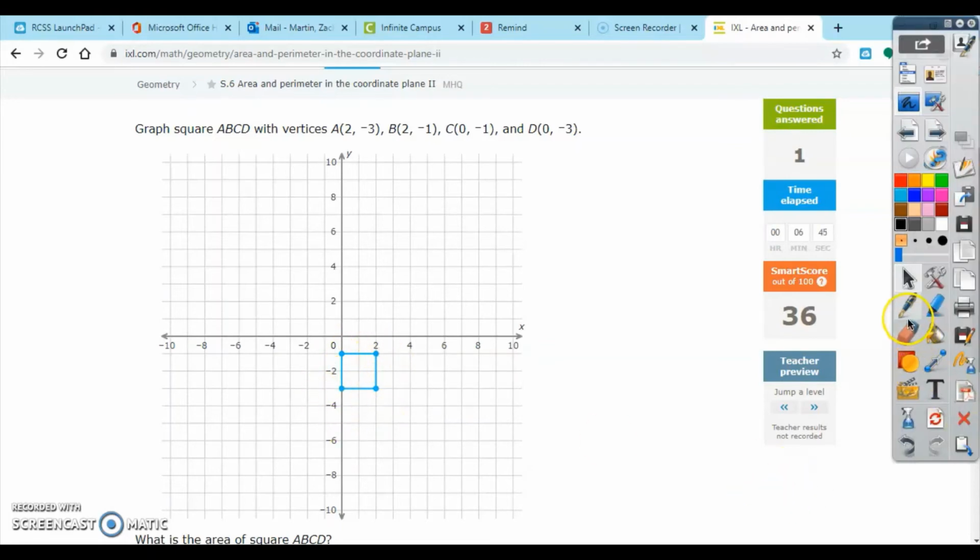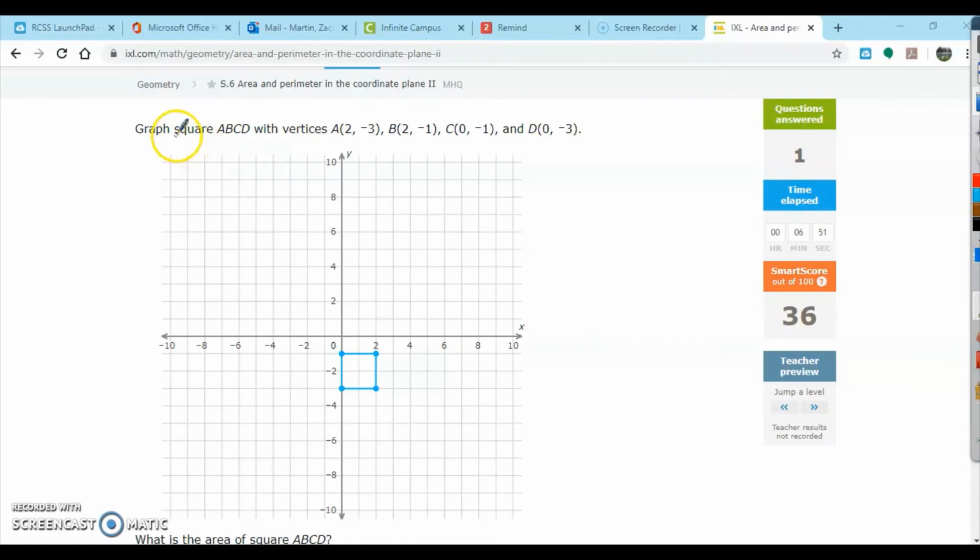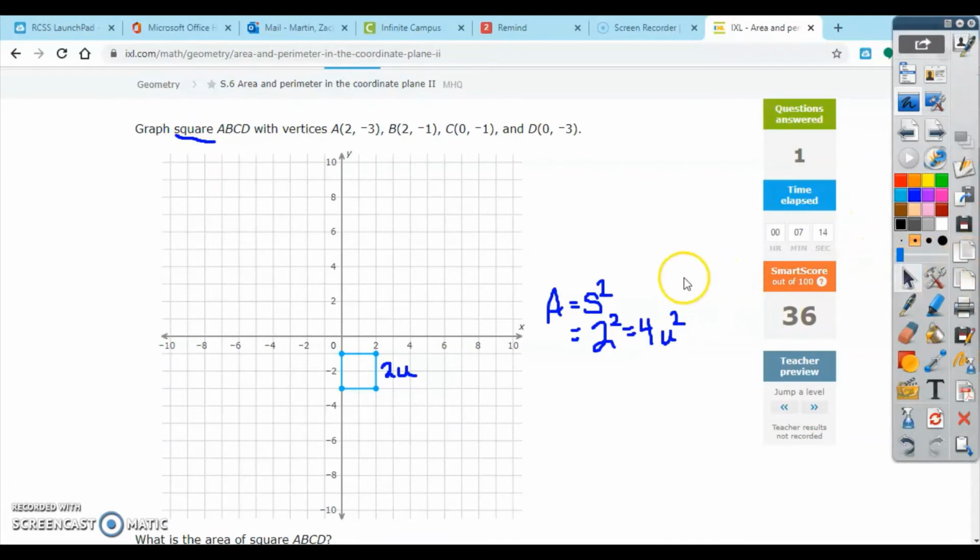They want us to find the area of this square. Well, what's the area of the square? Being it's a square, it's just going to be the length of any side squared. Well, what's the length of a side here? The length of any given side is 2 units. So the area in this case is 2 squared, which is 4 square units. Okay, so the area of this square is 4 square units.